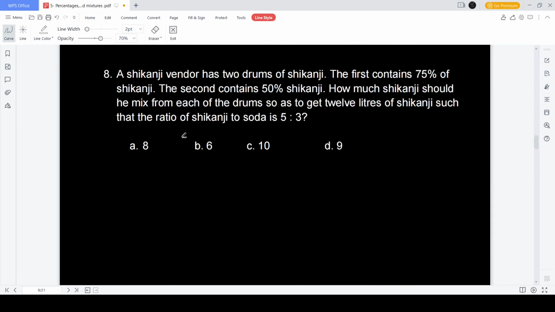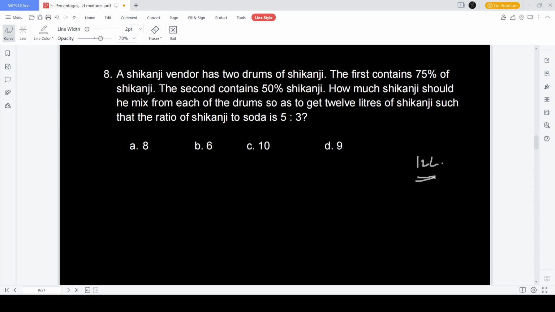The first contains 75% shikanji. The second contains 50%. How much shikanji should he mix from each drum so that he gets 12 liters of shikanji such that the ratio is 5:3? How much shikanji should he mix from each of the drums so as to get 12 liters of shikanji such that the ratio is 5:3? So we need to know how much he has to mix, right?